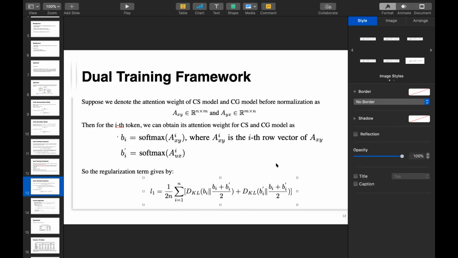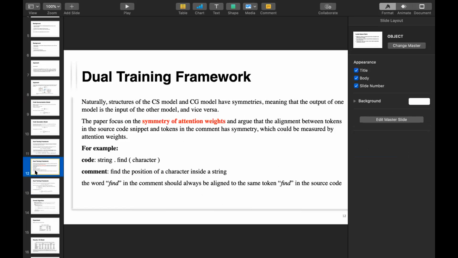Sorry, Yihao, let me go through the previous slide. I still have some questions to ask. So here we start with the intuition, the string.find. The theory is that given the code, we generate comments, and given the same comments, we generate code. And the intuition is that the token find should have the same weights in both the code and the comment.